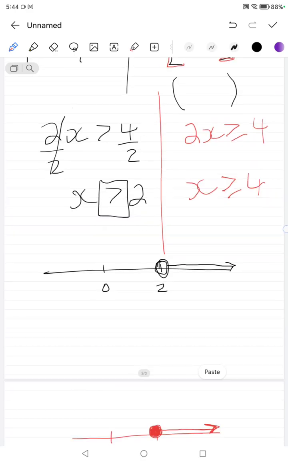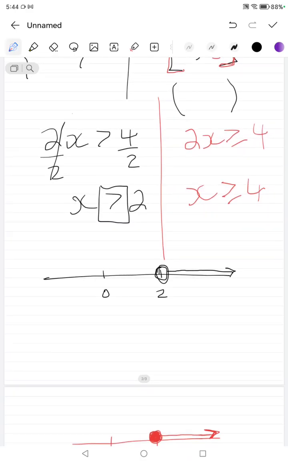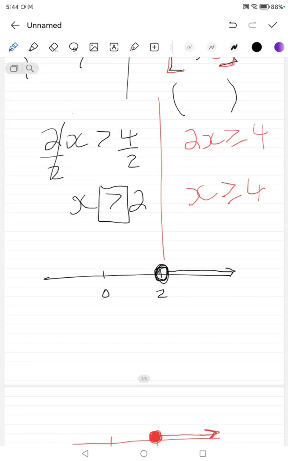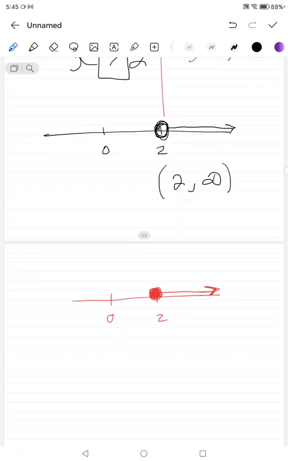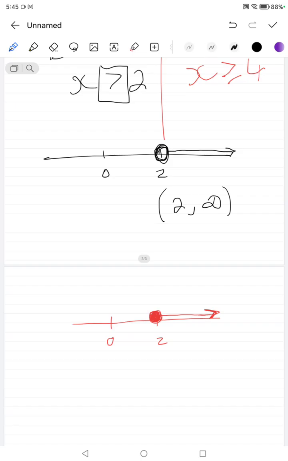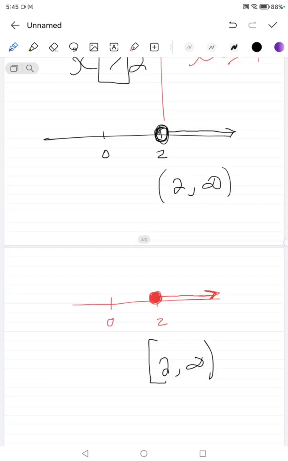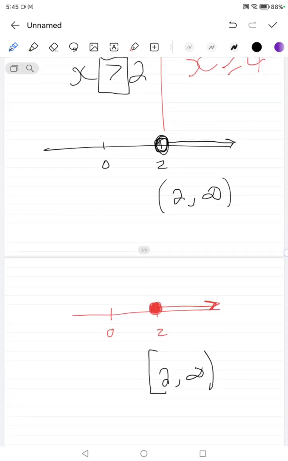So how you go about writing your answer for the first one is that since your circle is open, it means now you're going to be having your answer from 2 to positive infinity. But for the second one, since you have a highlighted dot, it means now we're going to be including everything from 2 up to positive infinity. See? So it's just a matter of knowing where to use your parentheses.